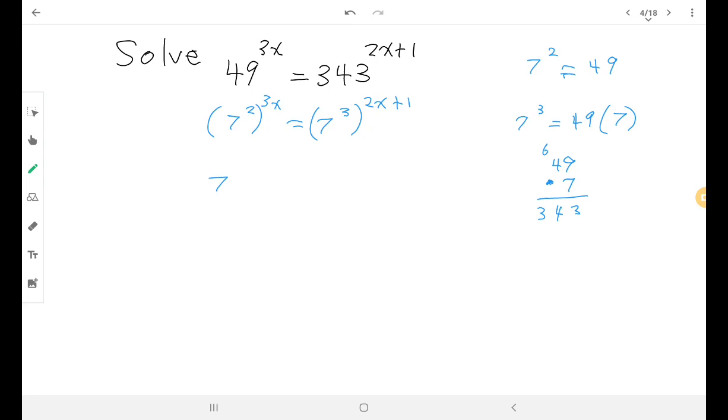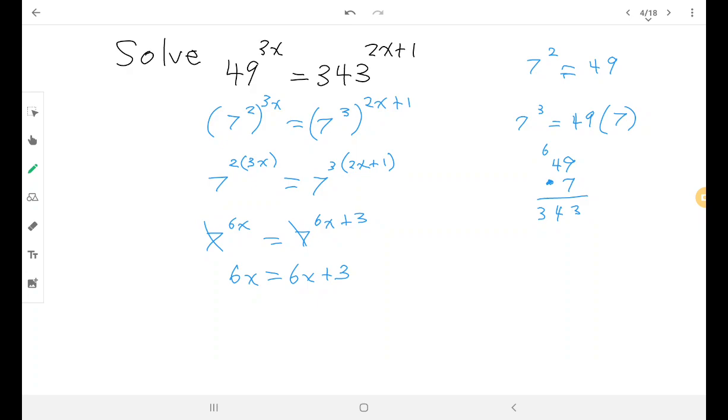So this is 7 to the 2 times 3x equals 7 to the 3 times all of this, 2x plus 1. So as you can see, this one here we're going to have to distribute. So this is going to be 7 to the 6x equals 7 to the 6x plus 3. Okay. And then I can ignore the bases and see what I have.